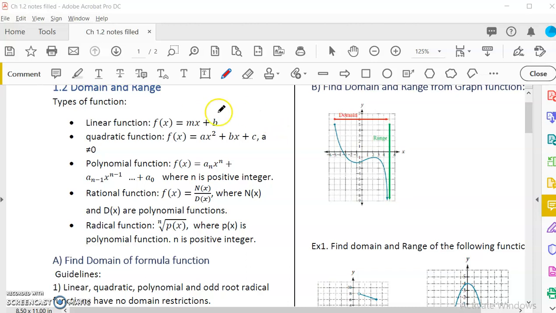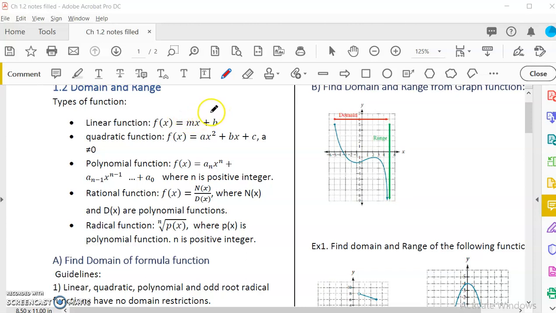Before we get into domain and range, we want to talk about some special names of functions, because when we talk about domain and range of functions, we want to name them. When we recognize a function, we want to give it a name so we can tell, oh, if it's this kind of function, then the domain should be whatever. So the very basic function is called a linear function. It's represented by a line.